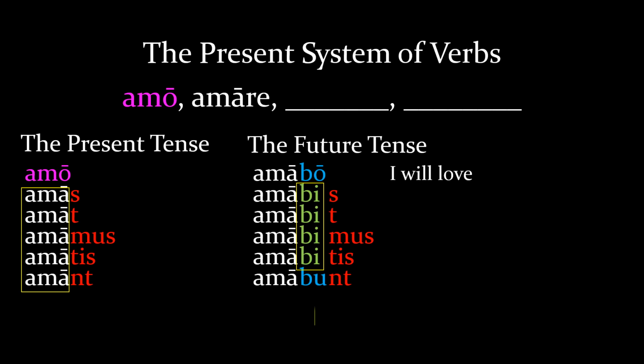And our tense sign this time is the BI. The BI tells us that we're dealing with the future. We just have to remember that the first person singular, amabo, is I will love, there's no I. And the third person plural, amabunt, they will love or they will be loving. Those two in blue don't have the tense sign that we would expect.